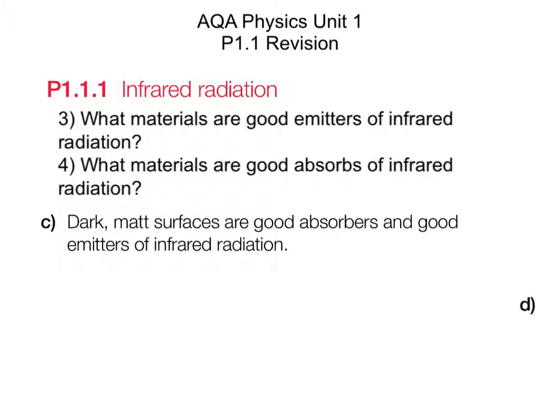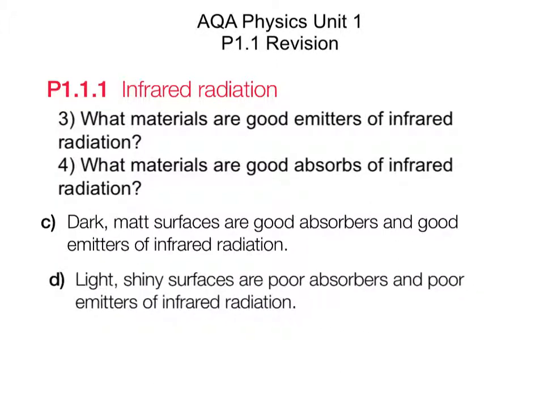So what would then be a poor absorber and emitter of infrared radiation? Well, that would be a light, shiny surface. So if you think of the summertime when you want to stay relatively cool, you tend to wear lighter coloured clothing, and that's so that you reflect the heat energy back to the sun. And those two different designs can be used then to try and make things take in more infrared radiation or take in less infrared radiation.